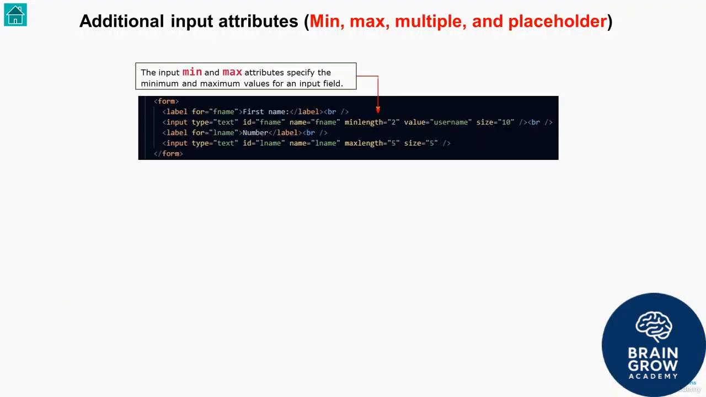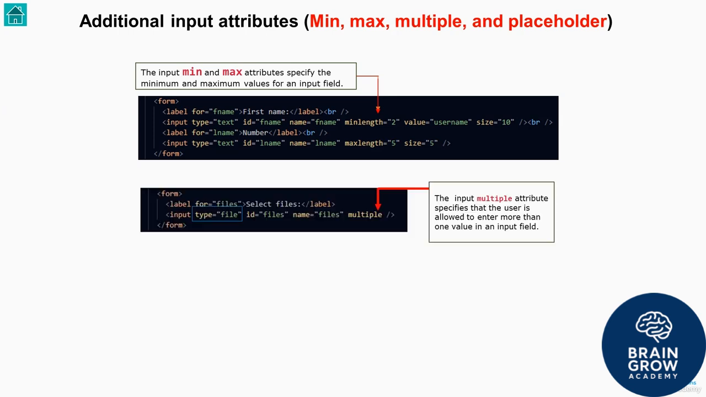In this lecture, we'll be introducing some new attributes like min, max, multiple, and placeholder. Min and max are used to specify that the user cannot exceed the maximum limit and cannot go below the minimum value. Multiple is used with the input type file, and it means that the user can attach more than one file.